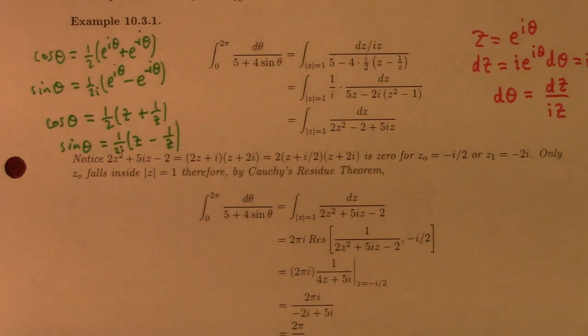All right, so with these substitutions in mind, of course, we can convert an integral from 0 to 2 pi to an integral around the unit circle of a rational function in z, which is lovely because we can calculate these with the residue theorem pretty nicely. So that's what we do.